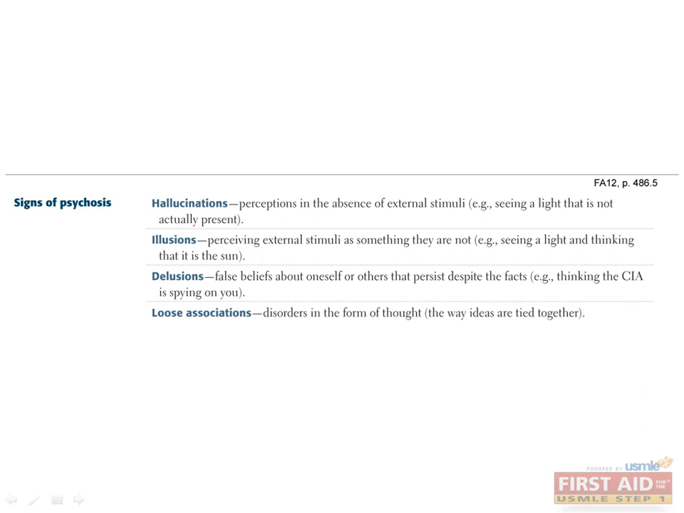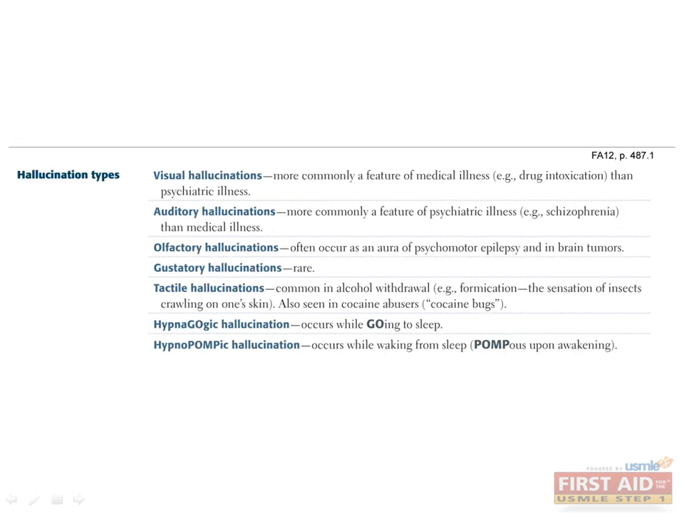Loose associations are a manifestation of disorders in the form of thought. We'll discuss them in greater detail in this section on schizophrenia. There are hallucinations associated with every sense. It's important to understand which types of hallucinations are associated with different pathologic processes. For example, visual hallucinations, such as the aforementioned light that isn't there, are often seen in patients experiencing delirium. Patients with schizophrenia will classically have auditory hallucinations. These patients may also have visual hallucinations, however, albeit less commonly than in delirium. These auditory hallucinations often take the form of disembodied voices that the patient hears talking to them alone.